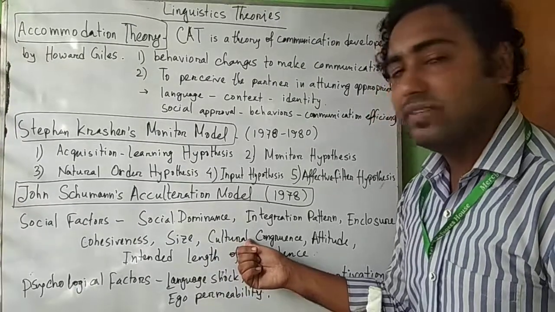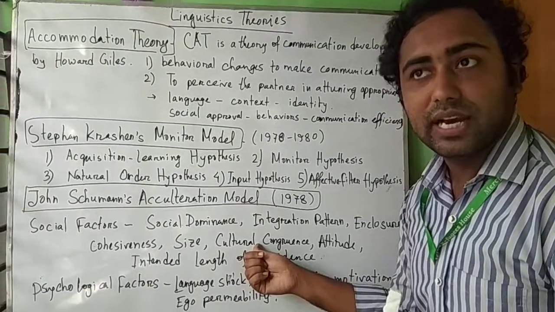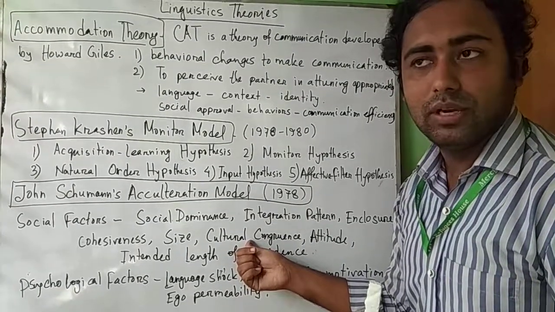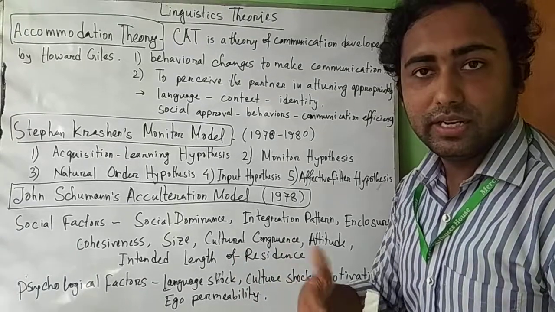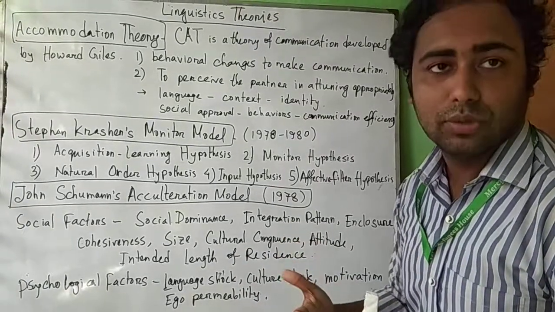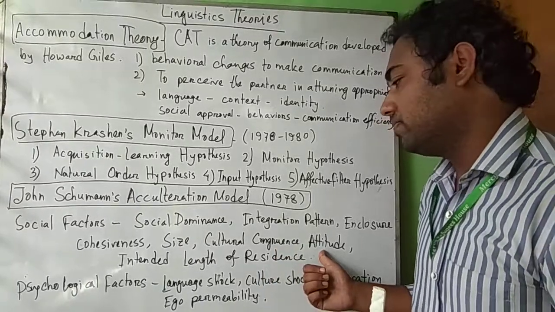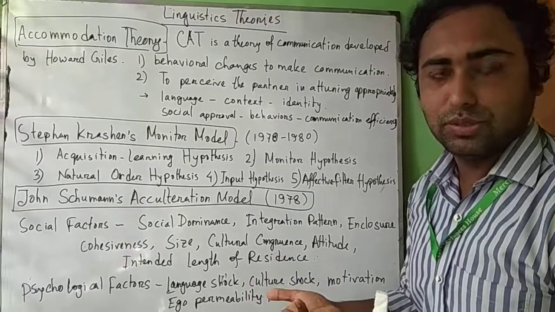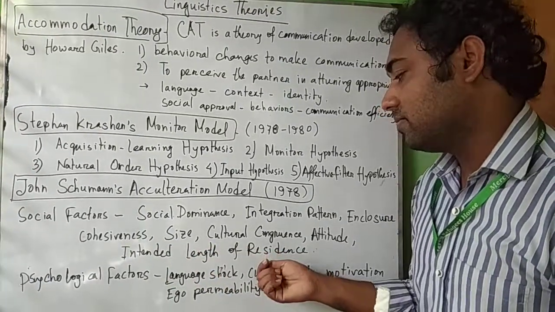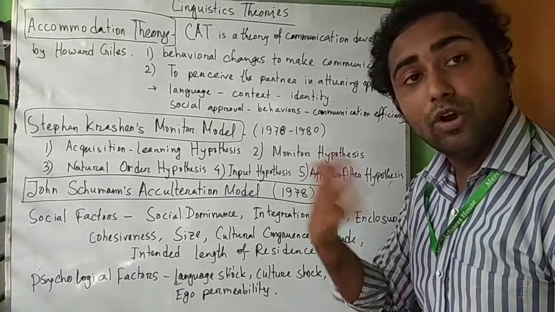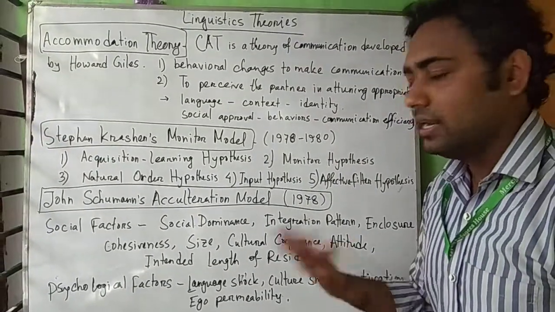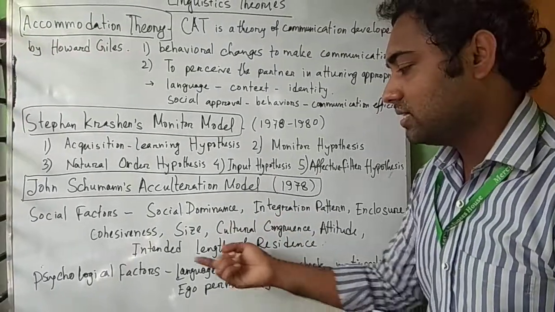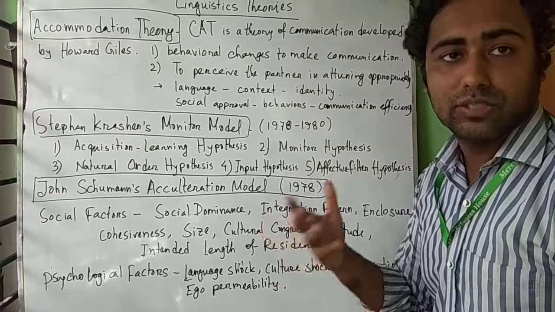Cultural congruence. If there are cultural dissimilarities between the target and the host community, then it will be very difficult for the people to learn the language. Suppose a Muslim learner in European countries, he will face some sort of problem to get the language. Attitude. If he has a positive attitude, he learns the language. If there is a negative attitude, it is not possible to learn the language. Intended length of residence. If a learner stays for a very long period of time, suppose 5 years, 6 years, he learns the language effectively. If he stays for a shorter period, suppose 8 months, 10 months, at that time it is not possible for him to get the language effectively.